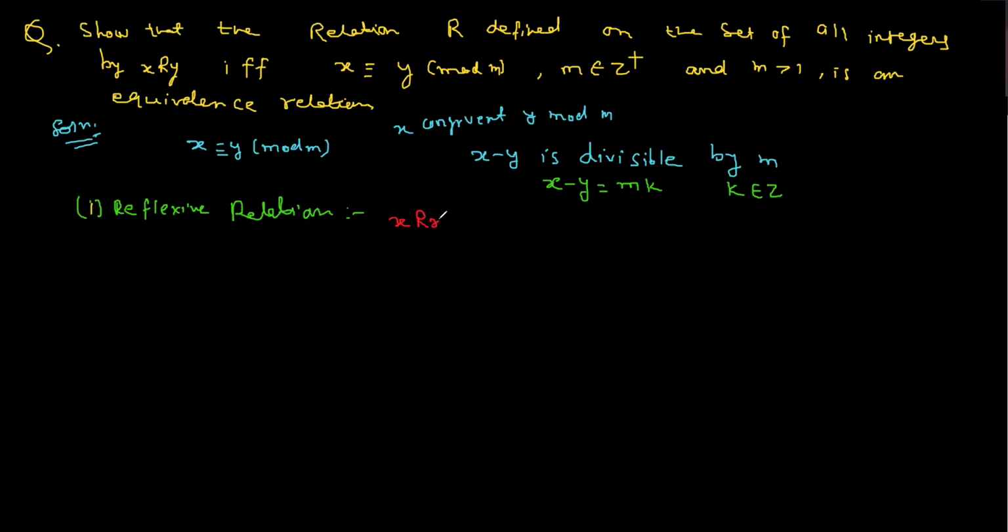So for reflexive relation, what you can write? x is related with x. So x minus x is what? 0. And 0 is divisible by every number. This is true.